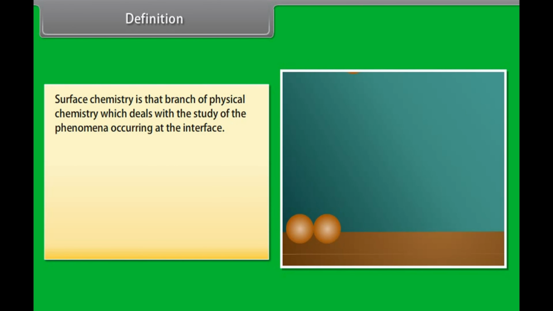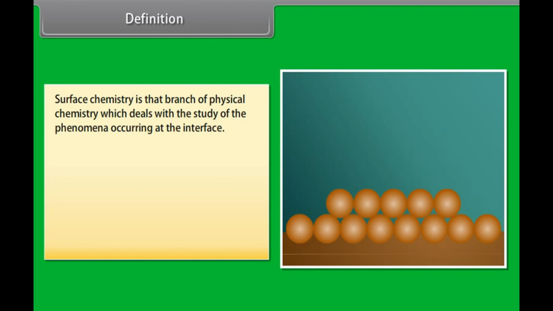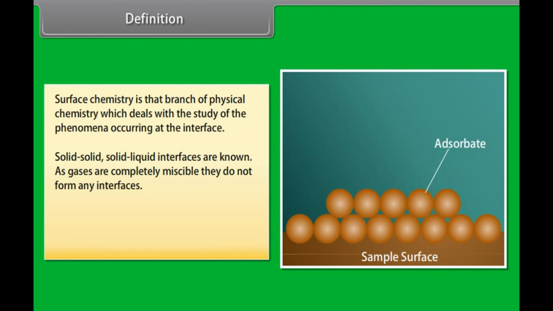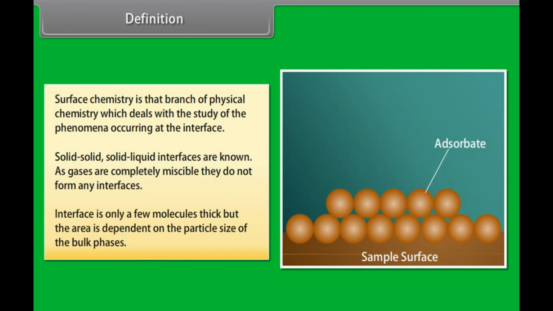Definition. Surface chemistry is that branch of physical chemistry which deals with the study of the phenomena occurring at the interface, that is, the boundary separating two bulk phases. Solid-solid, solid-liquid interfaces are known. As gases are completely miscible, they do not form any interfaces. Interface is only a few molecules thick, but the area is dependent on the particle size of the bulk phases.